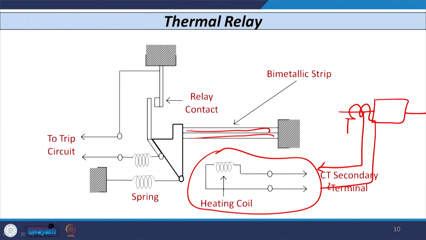The other side of the bimetallic strip is connected with the insulated arm. So, one side is connected on this side and the other side is connected to the insulated arm, and this insulated arm is connected with the spring. So, this spring will also provide some force, and the other side of this insulated arm is connected with the relay contact on the other upper side.